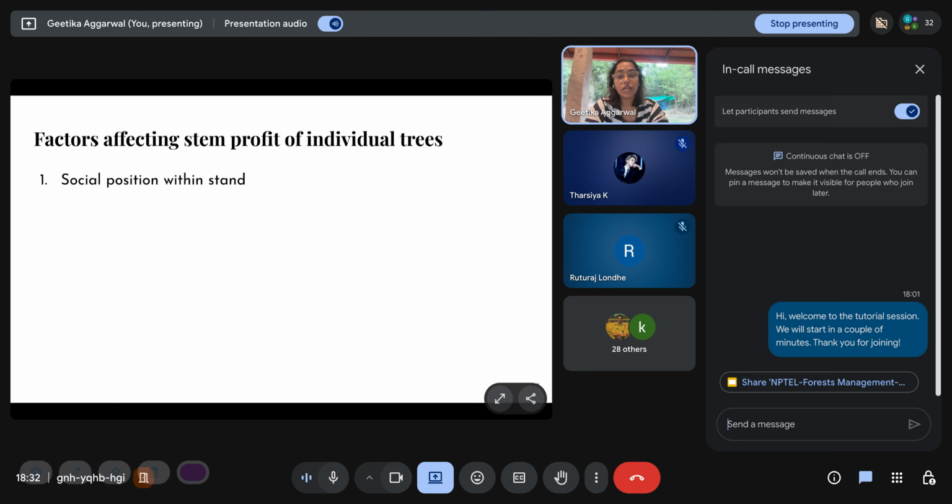You can either type it out in the chat box, or you can unmute yourself and take a guess.